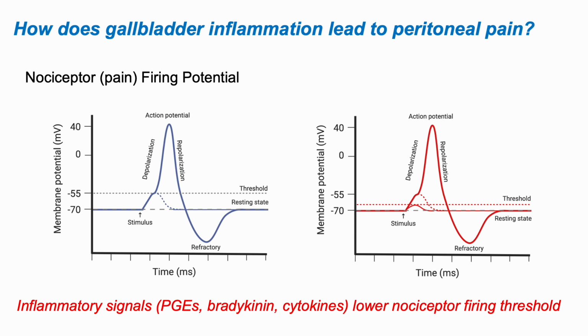Specifically, these mediators lower the firing threshold for the action potential of nociceptive or pain-sensing nerves in the area. The net result is that even slight perturbations, such as gentle palpation with physical exam, can lead to exquisite tenderness because the peritoneal nociceptive nerves are triggered in this sensitive state. I have shown two action potential diagrams for pain-sensing nerves on the screen. On the left in blue is a nerve under normal conditions with elevated firing threshold. On the right in red is a nerve with a reduced firing threshold due to inflammatory signaling.